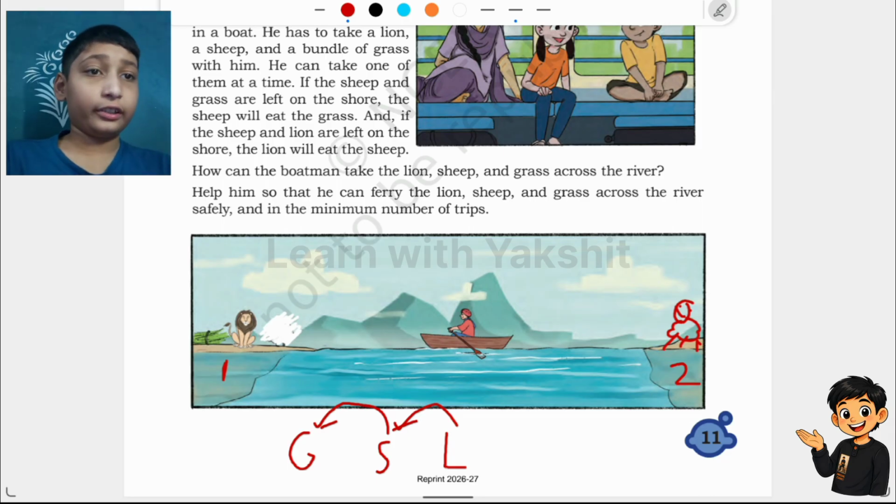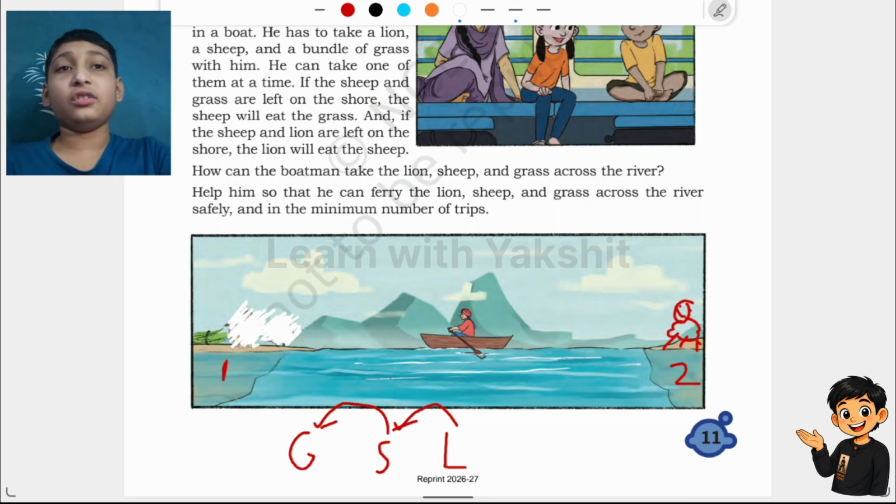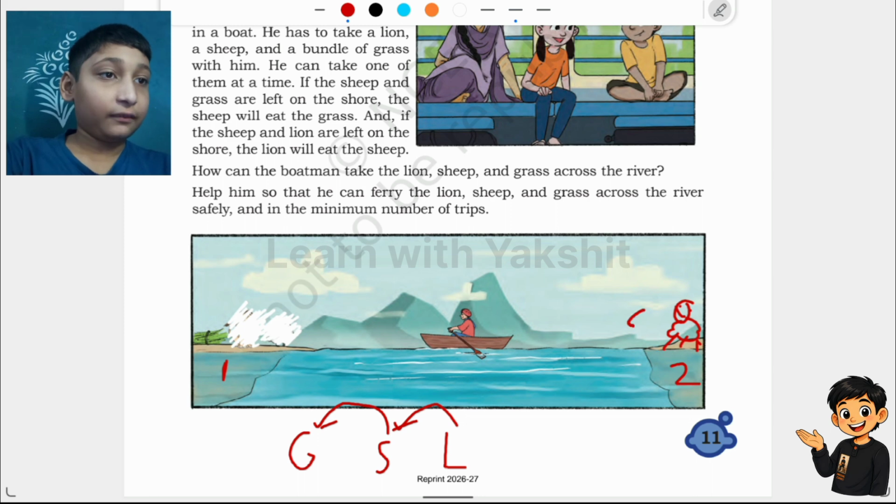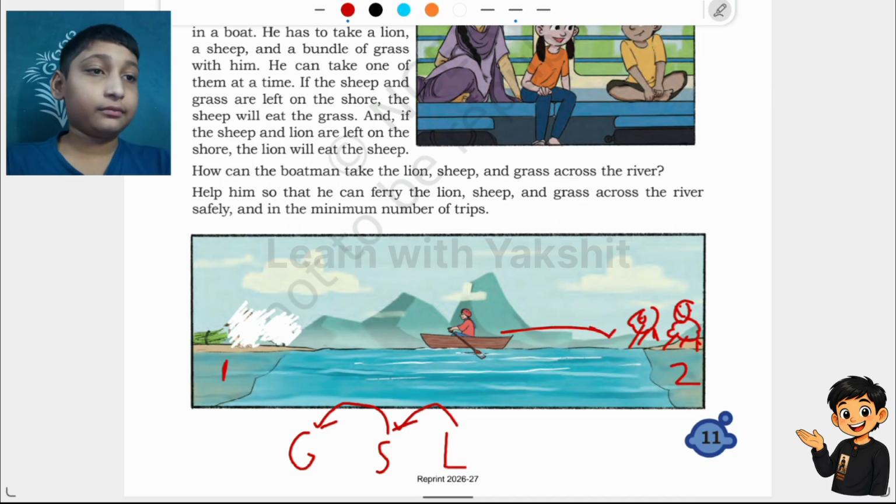Now next we are going to take the lion. The lion can't eat grass, and there's nothing on island 1, so they're just there. Now the lion is transported here. Now you may think, yeah, the boatsman is here.